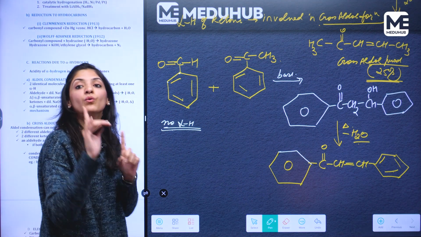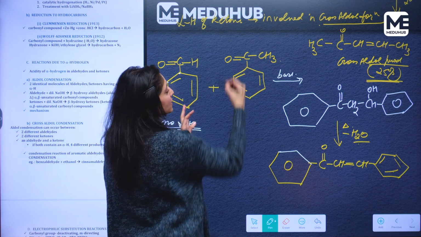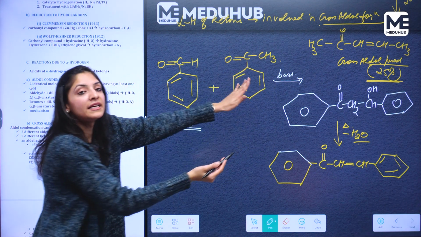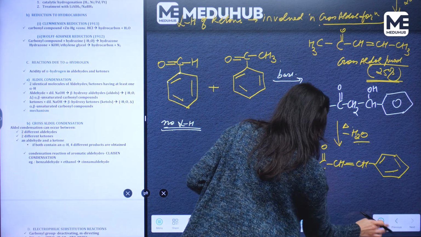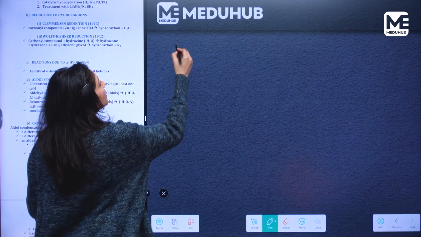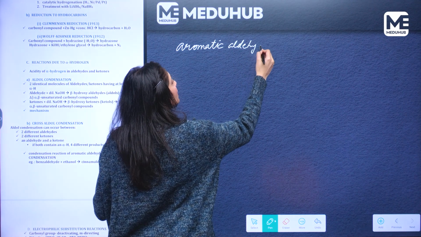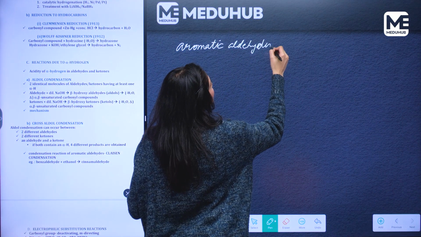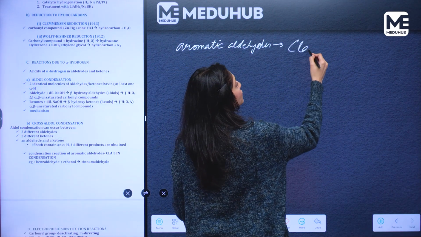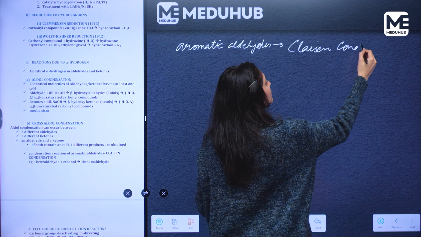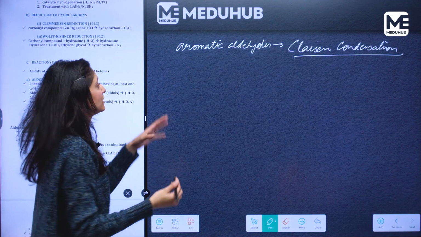So in such a scenario, when only one molecule has an alpha hydrogen, the products become very simple, and only this one here is going to lose the alpha hydrogen and condense with a molecule of benzaldehyde. The aldol condensation or cross aldol condensation of aromatic aldehydes with aliphatic aldehydes or aliphatic ketones is called Claisen condensation. The mechanism and the products are the same as aldol condensation.